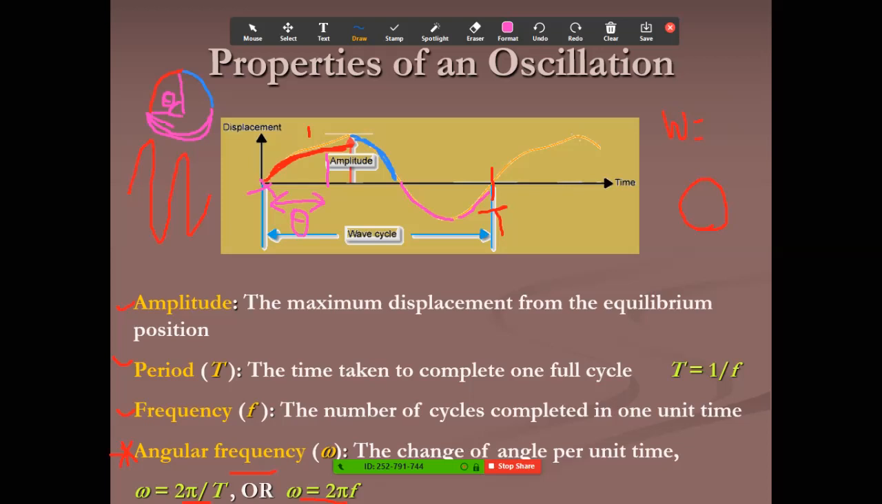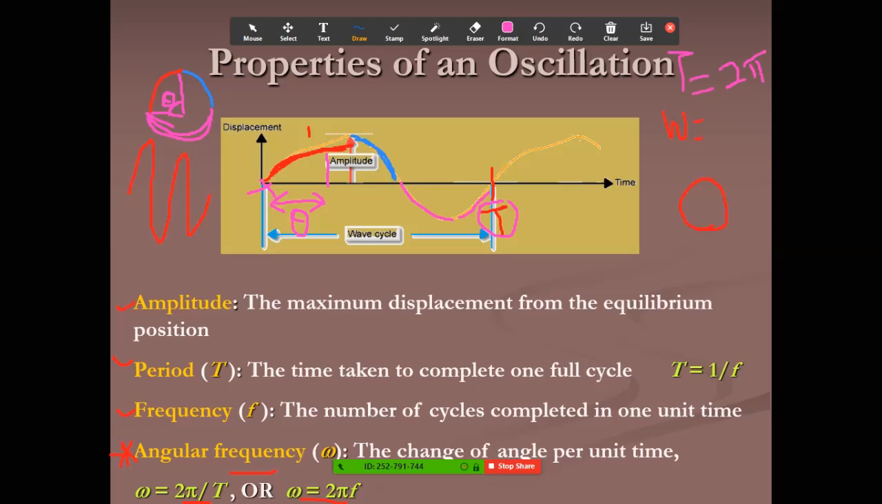So when it goes for one complete period, up to here, it's like making one round. That means the conclusion is one period is equivalent to 2 pi radian. It's like 2 pi radian.